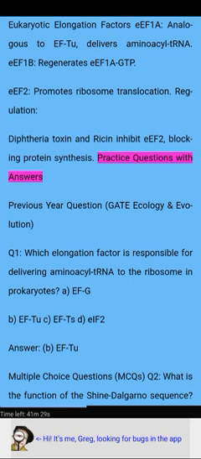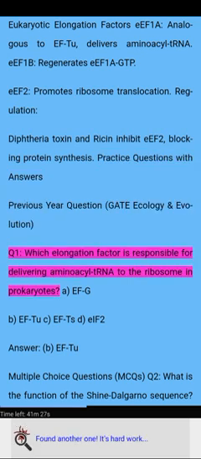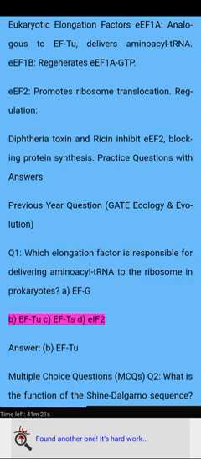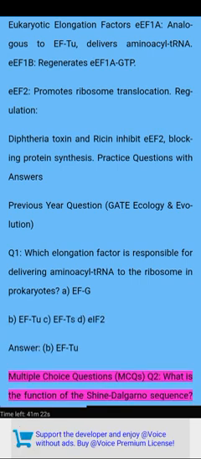Practice questions with answers. Previous year question. Q1. Which elongation factor is responsible for delivering aminoacyl tRNA to the ribosome in prokaryotes? A. EF-G. B. EF-Tu. C. EF2. D. eIF2. Answer: B. EF-Tu. Multiple choice questions, MCQs.